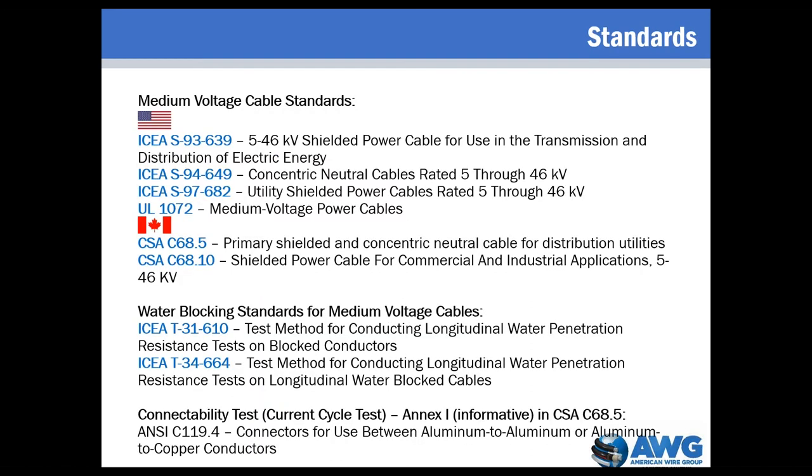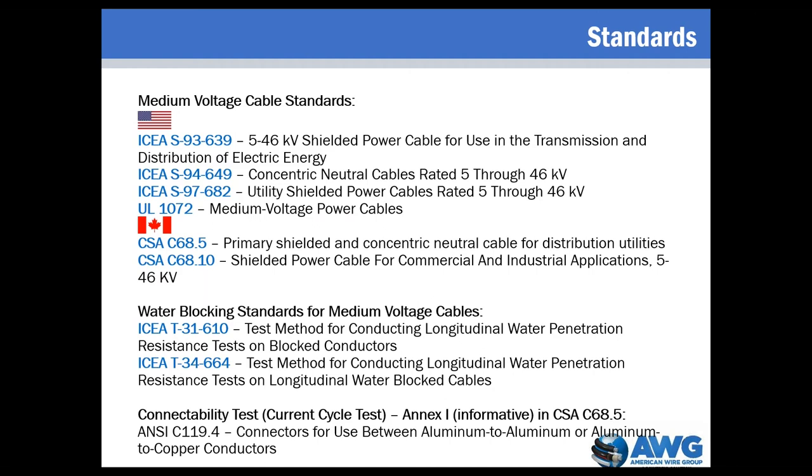There are several medium voltage cable standards that define how these cables are manufactured, tested, and marked. There are several options available in each standard so that a cable could be manufactured to have a long service life for a particular installation. In the United States, there are several Insulated Cable Engineers Association, or ICEA, standards, as well as Underwriters Laboratories, or UL, standard for medium voltage cables. The ICEA standards focus on cables for utility applications, while the UL standard focuses on commercial and industrial applications falling under the National Electrical Code, or NEC.